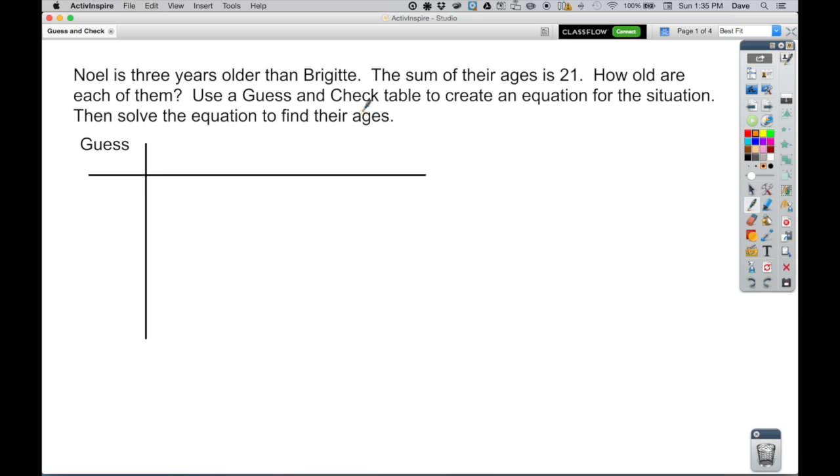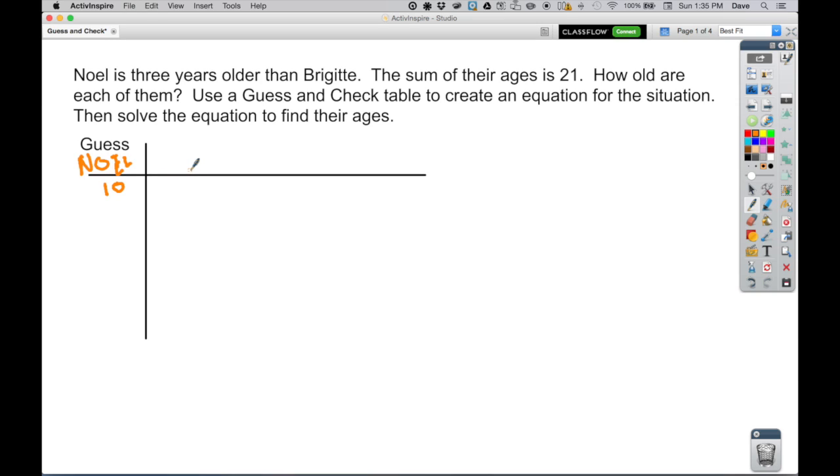All right, so the basic idea here is just like the title says. We're going to use the guess and check method to figure out what the equation will be. So think about how you'd normally go about guessing and checking. You'd probably pick one of these two, Noel or Brigitte. I'm just going to pick Noel. Noel's age is going to be my guess. And so let's just say I guess he's 10 years old.